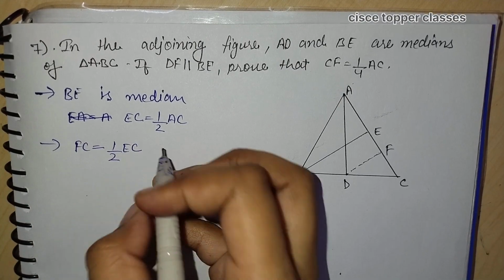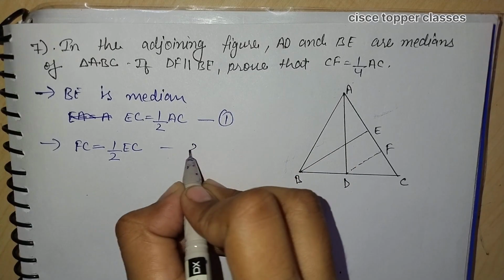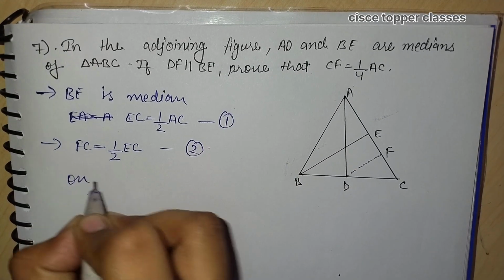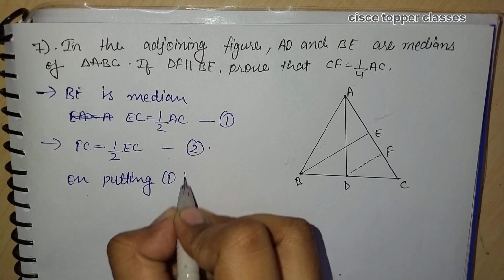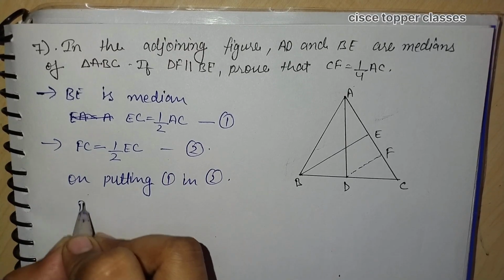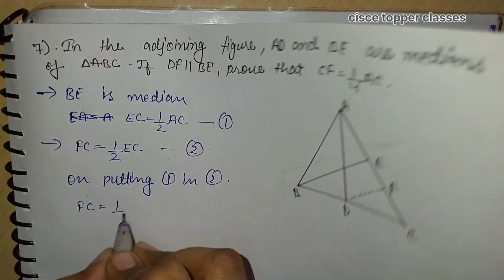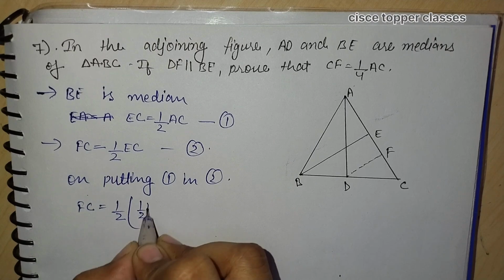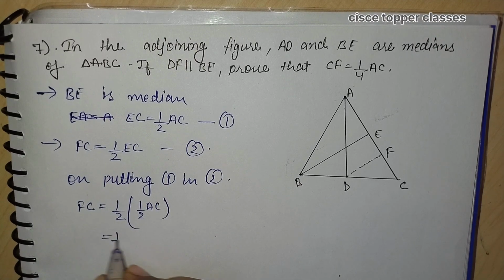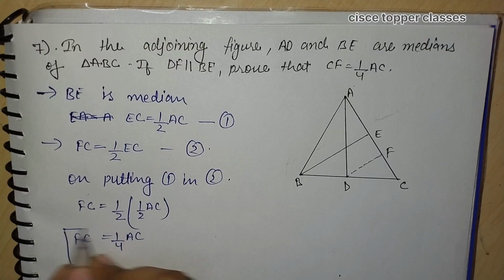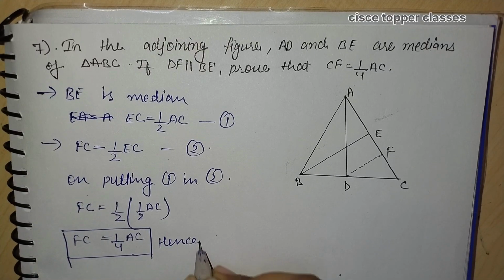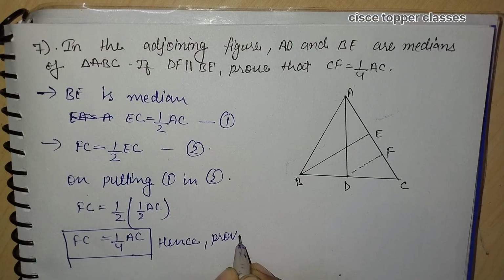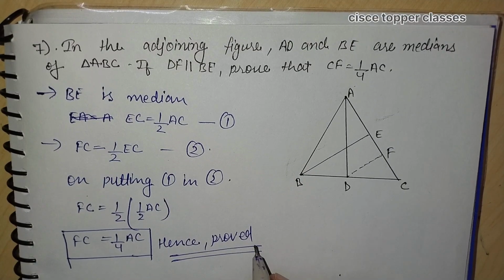And now we will put in this first equation, we will put in the second equation. So on putting first in second, we will get FC is equal to half of half AC. Hence, we will get 1 by 4 AC, which we have to prove in this question. Hence proved from here. So this is the final answer which we have to prove in this question, seventh question.